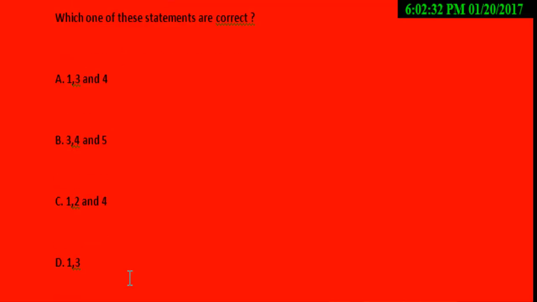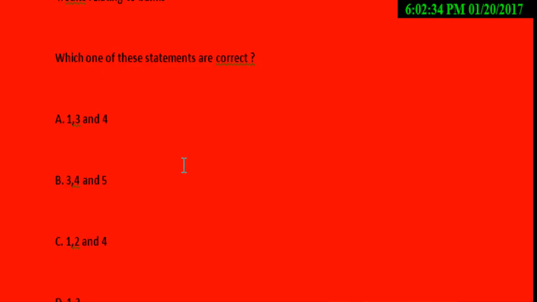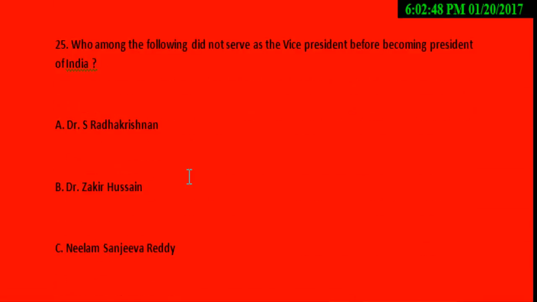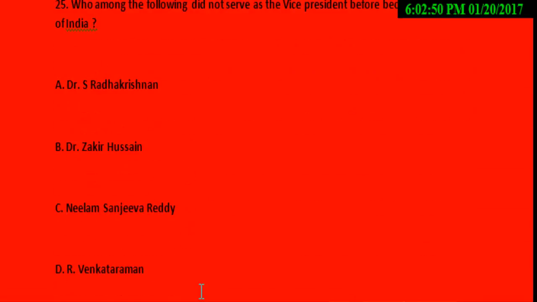You can pause the video, you can rewind the video, and you can see the options again: matrimonial dispute, murder, motor vehicle accident, and suits relating to bank. So you can see the answer. You can practice well by pausing the video, and it will help you to consider the questions again.